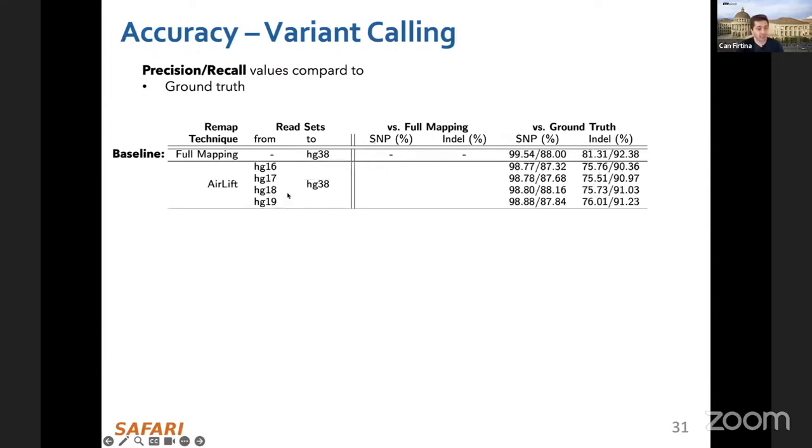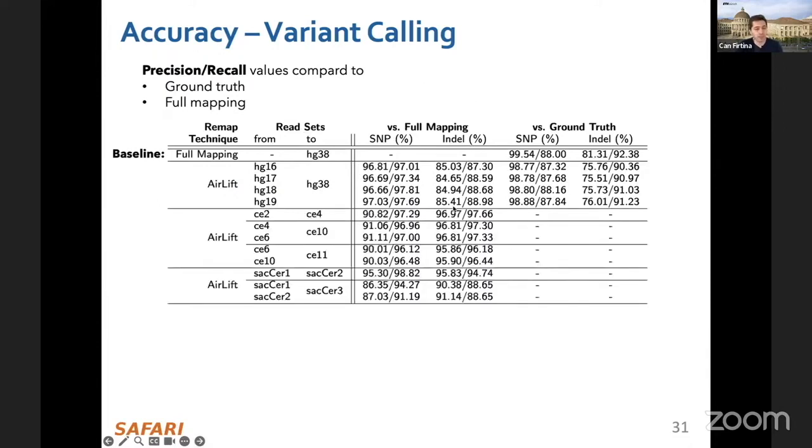And we do the same for AirLift by moving the reads from HG16 to 38, again, by using all the older versions of the human genome. And we generate, again, the accuracy results by looking at the ground truth values. So we also compare the variant calling results that AirLift generates with the variant calling results that the full mapping generates. We again generate the accuracy results for that. And for all other data sets, which are the worm and the yeast data sets, we don't have a ground truth variant calling for that. But for those, we compare our variant calling results that AirLift generates with the full mapping variant calling.